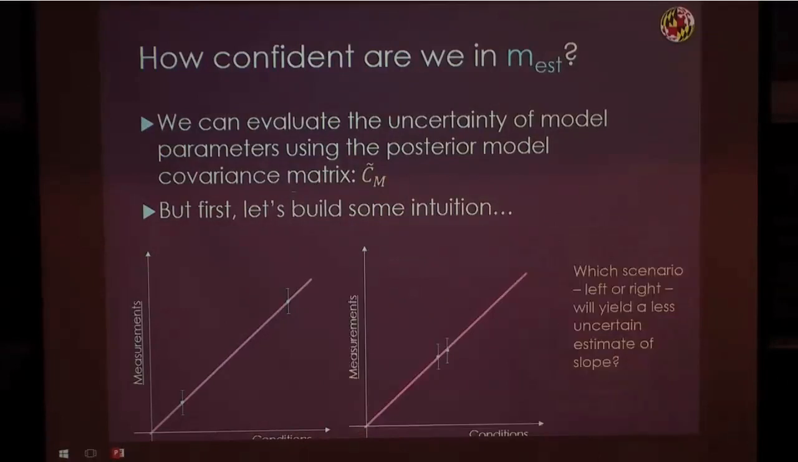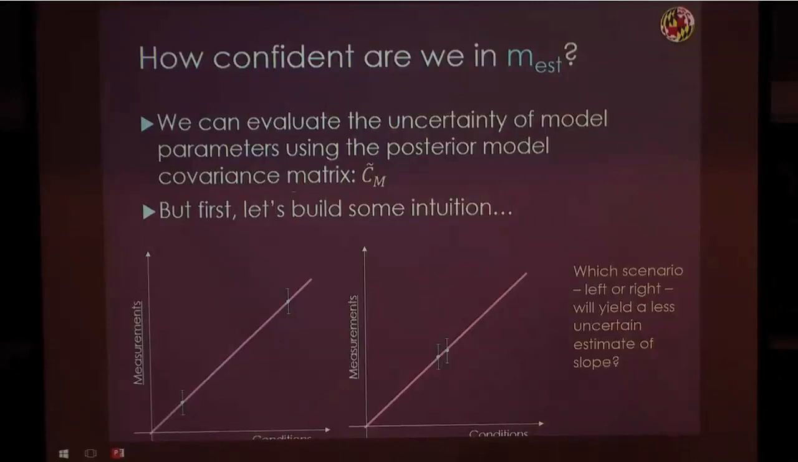The next question we might have is the following one. So here we have, again, two even-determined problems. We have two data points. Here they're widely separated. Here they're closely separated. But they have the same uncertainty. Which scenario, left or right, will yield a less uncertain estimate of slope? Left. Good. So the left is correct.